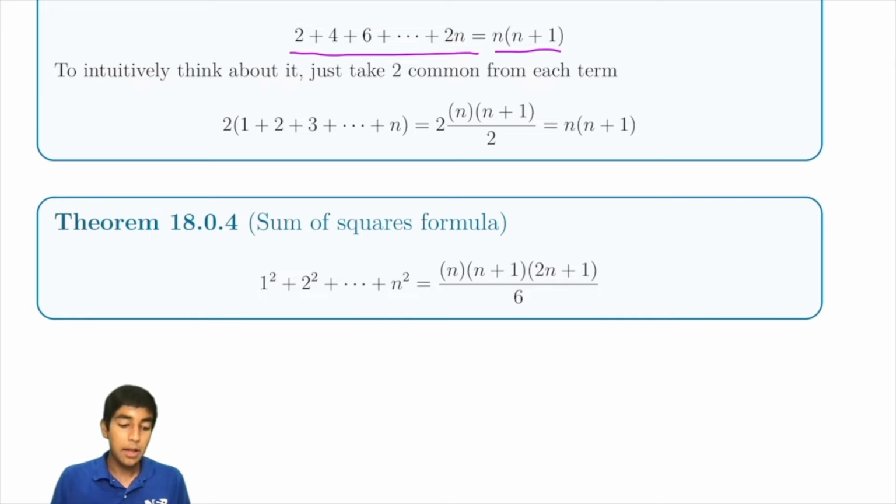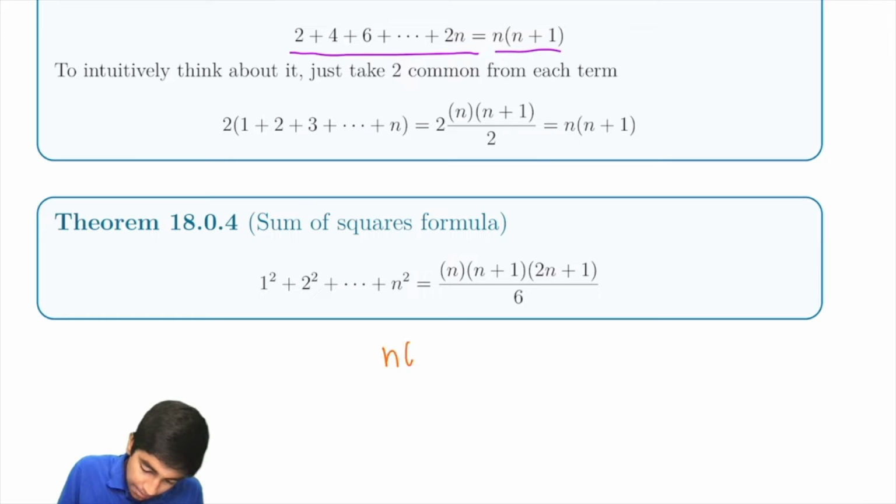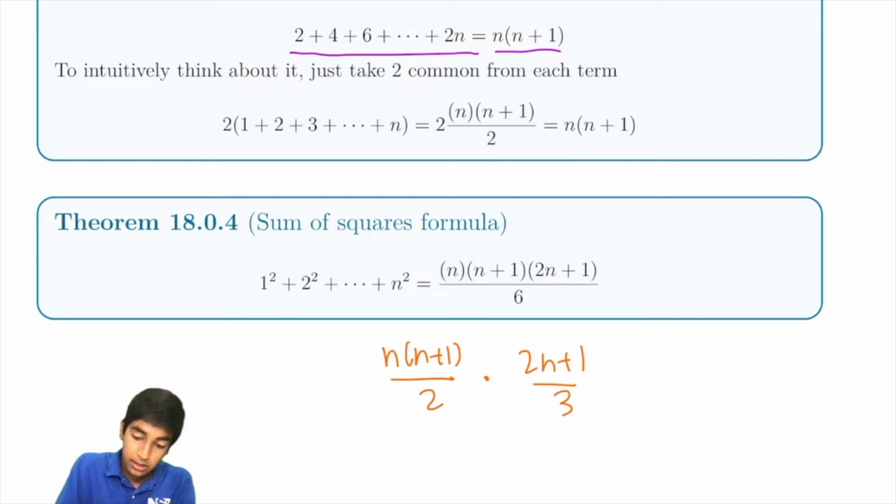The sum of squares formula. Now this is something some people have a hard time memorizing. Basically, it's n times n plus 1 times 2n plus 1 divided by 6. And the easy way to remember this is n times n plus 1 divided by 2, times 2n plus 1 divided by 3. So this is the sum of numbers formula, and you multiply that by an additional 2n plus 1 divided by 3.